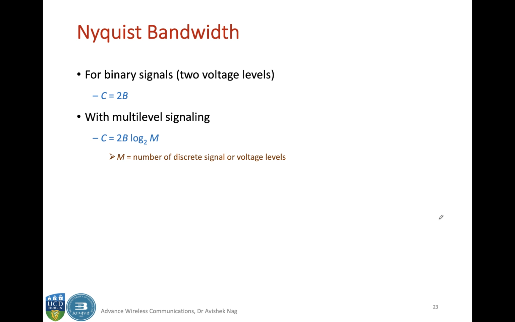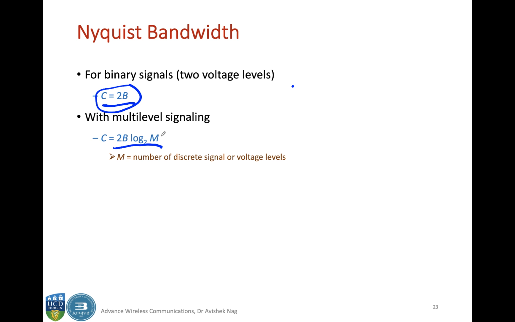With these analogies in mind, your channel capacity can be defined in terms of bandwidth and many other things. The first definition comes from Nyquist. Nyquist defined the channel capacity C equals twice B, where B is your bandwidth, when you have two voltage levels or binary signaling, zeros and ones. When you have multi-level signaling and M is the number of discrete signal levels, then C equals 2B log M to the base 2.